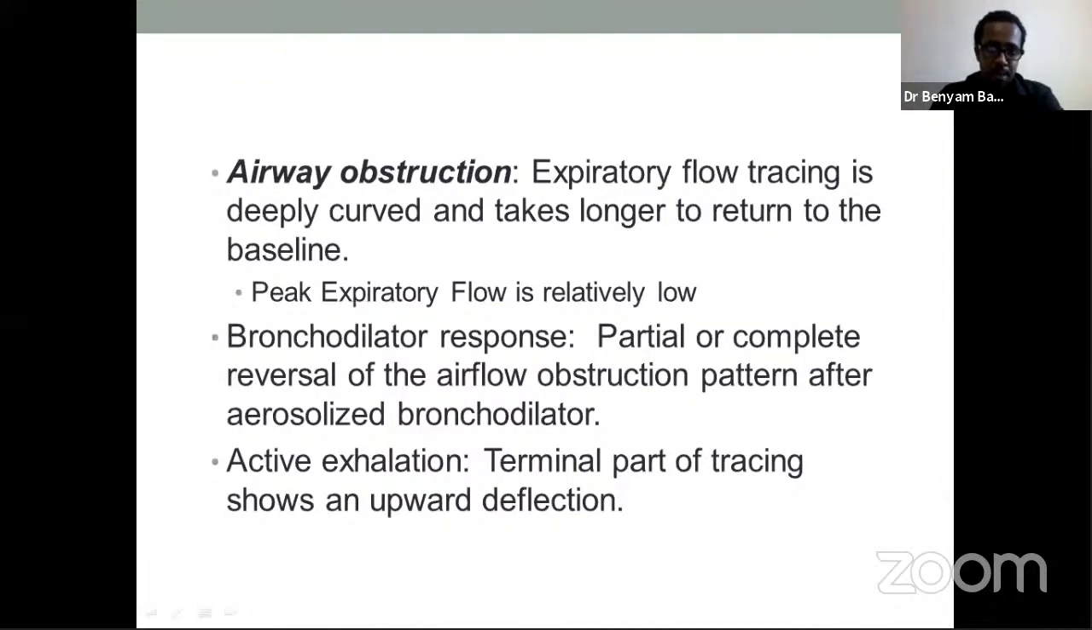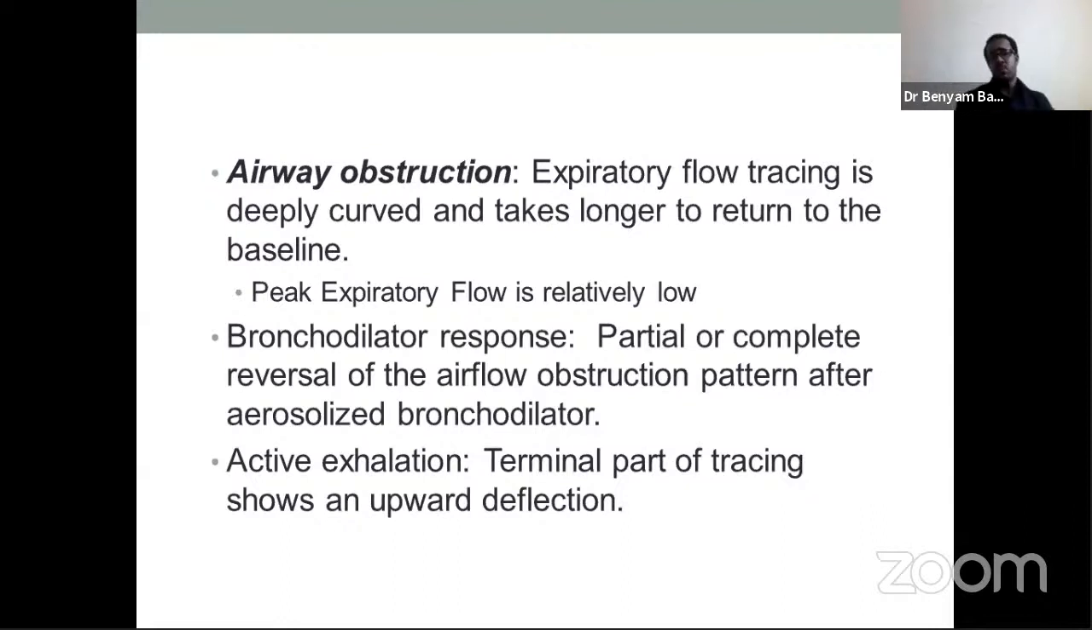What else could we see? We could also see airway obstruction on the flow time scalar, whenever we have any obstruction. Usually what happens is the expiratory flow tracing deeply curves and takes longer to return to the baseline. Remember the graph I showed you when there is a delay in the inspiratory phase, they will have a slow decay of the expiratory phase. But whenever we have airway obstruction, this decay will be more prolonged and it will be a more deeply curved decay. So you will see that on the expiratory flow.